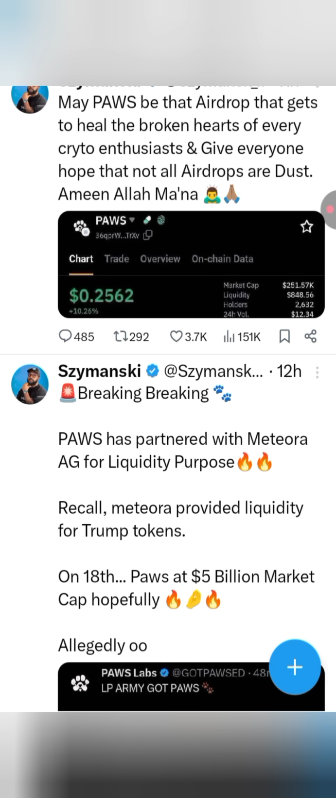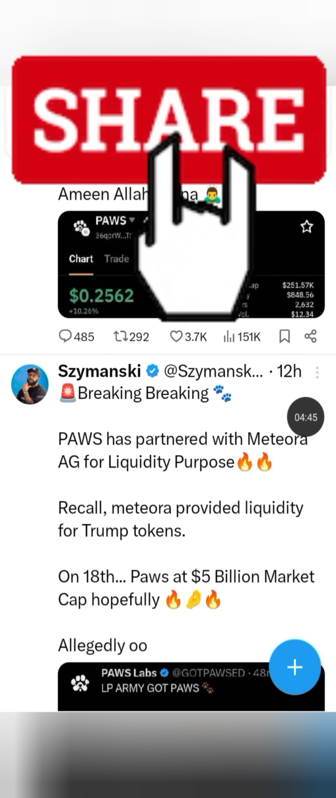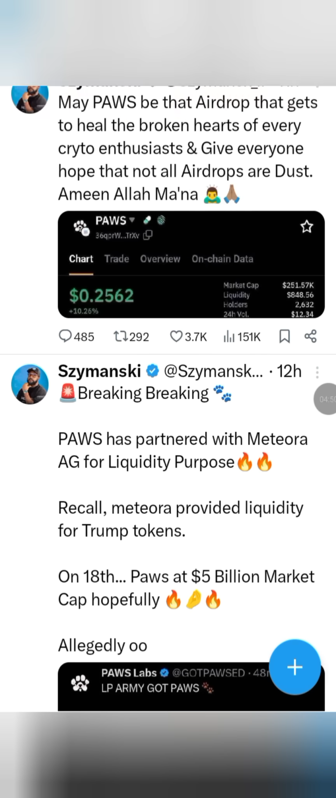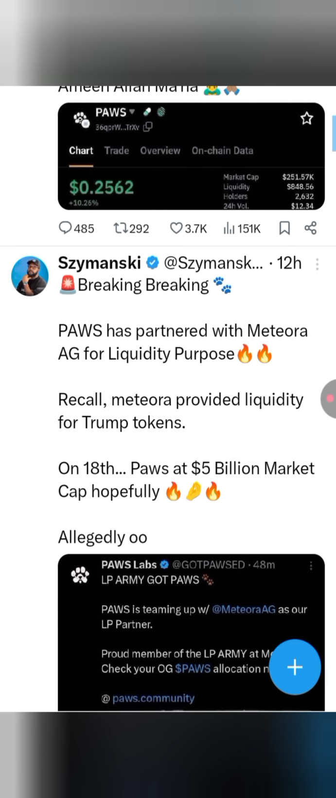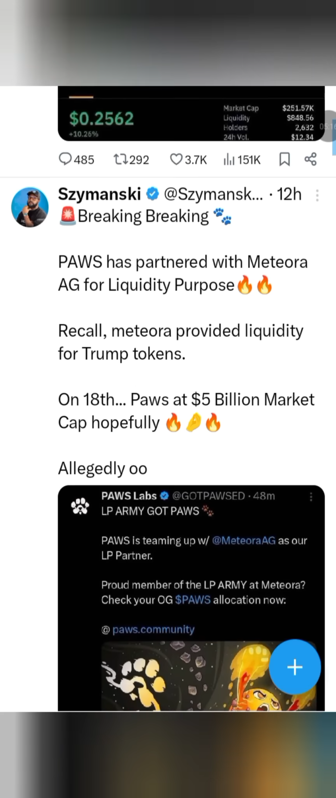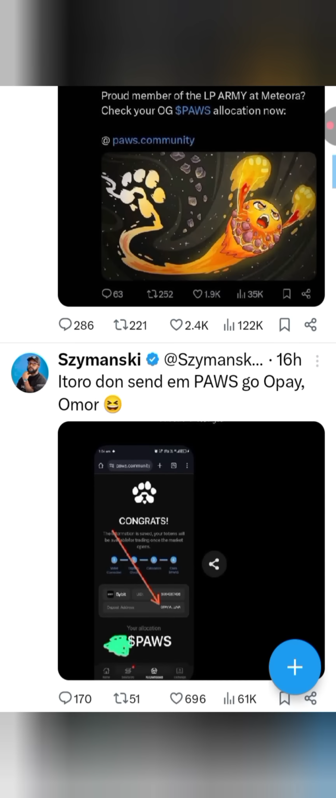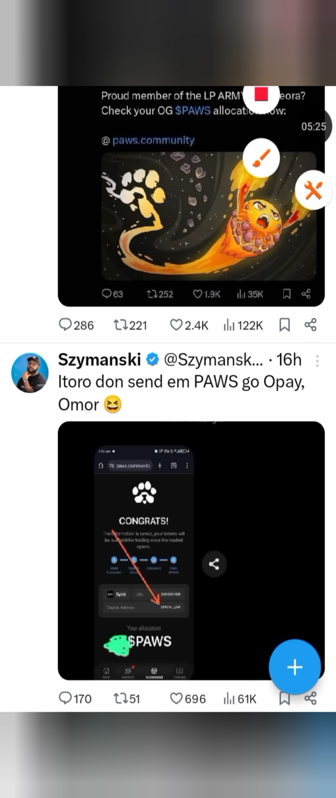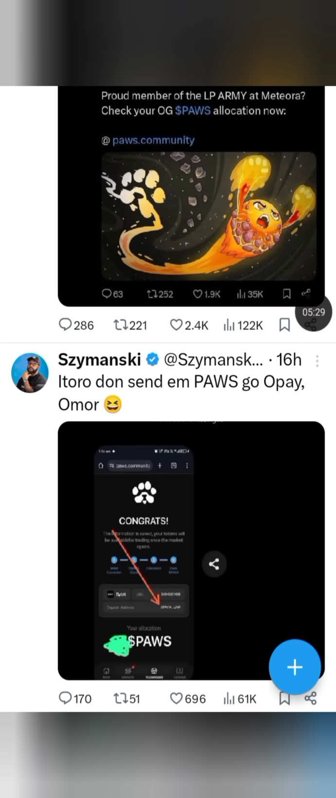The reason why this guy is saying this, he has a reason, right? Based on analysis, breaking news, PAWS has partnered with Meteora AG for liquidity purposes, right? Recall Meteora provided liquidity for the Trump token. So the Trump token was able to have almost 20 billion market capitalization. On the 18th, PAWS at 5 billion market capitalization, hopefully. That's what they are saying, which means Meteora may provide liquidity for PAWS Airdrop. And guys, if this price will go like that, let me calculate for somebody who has a minimum of 5,000 PAWS Airdrop.